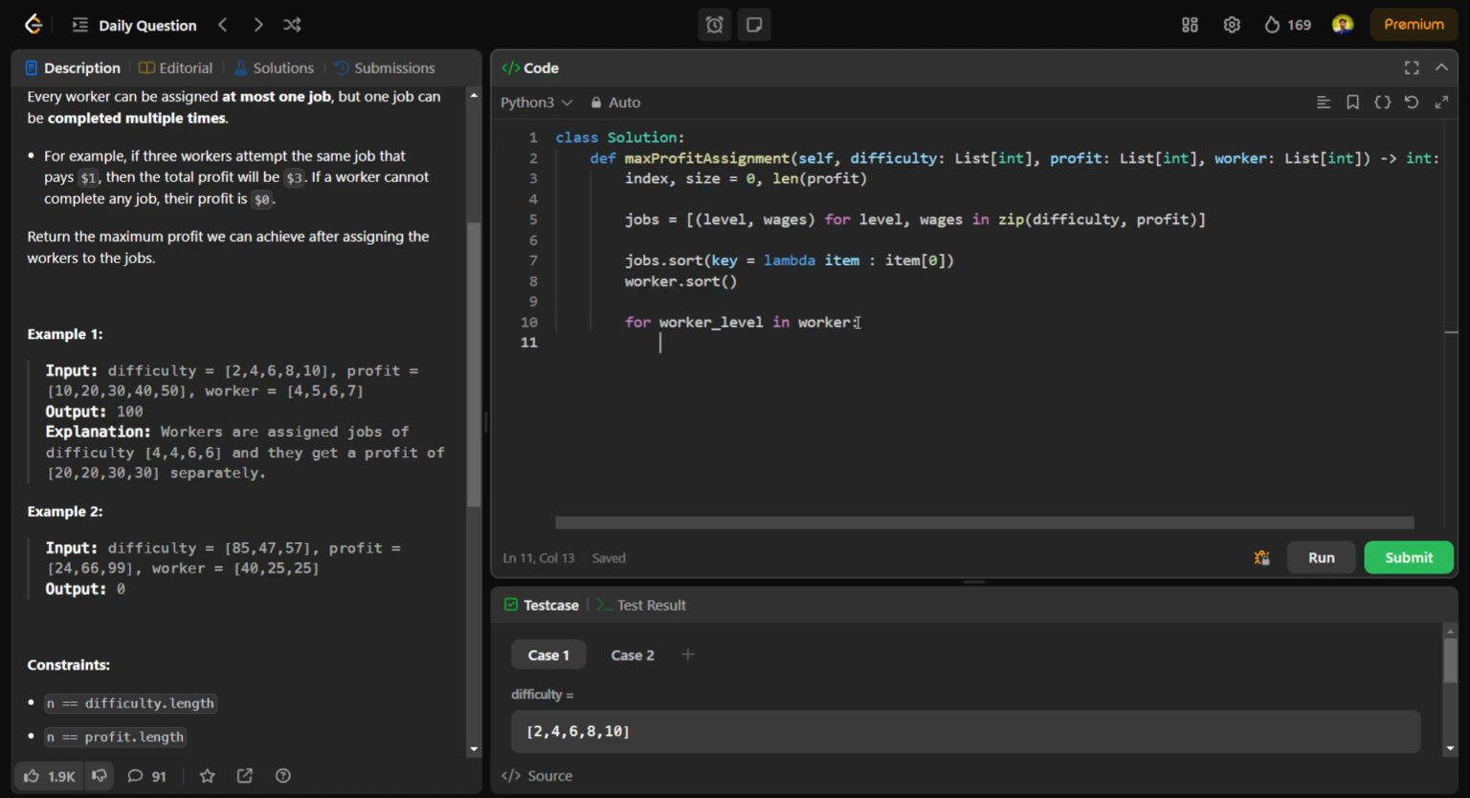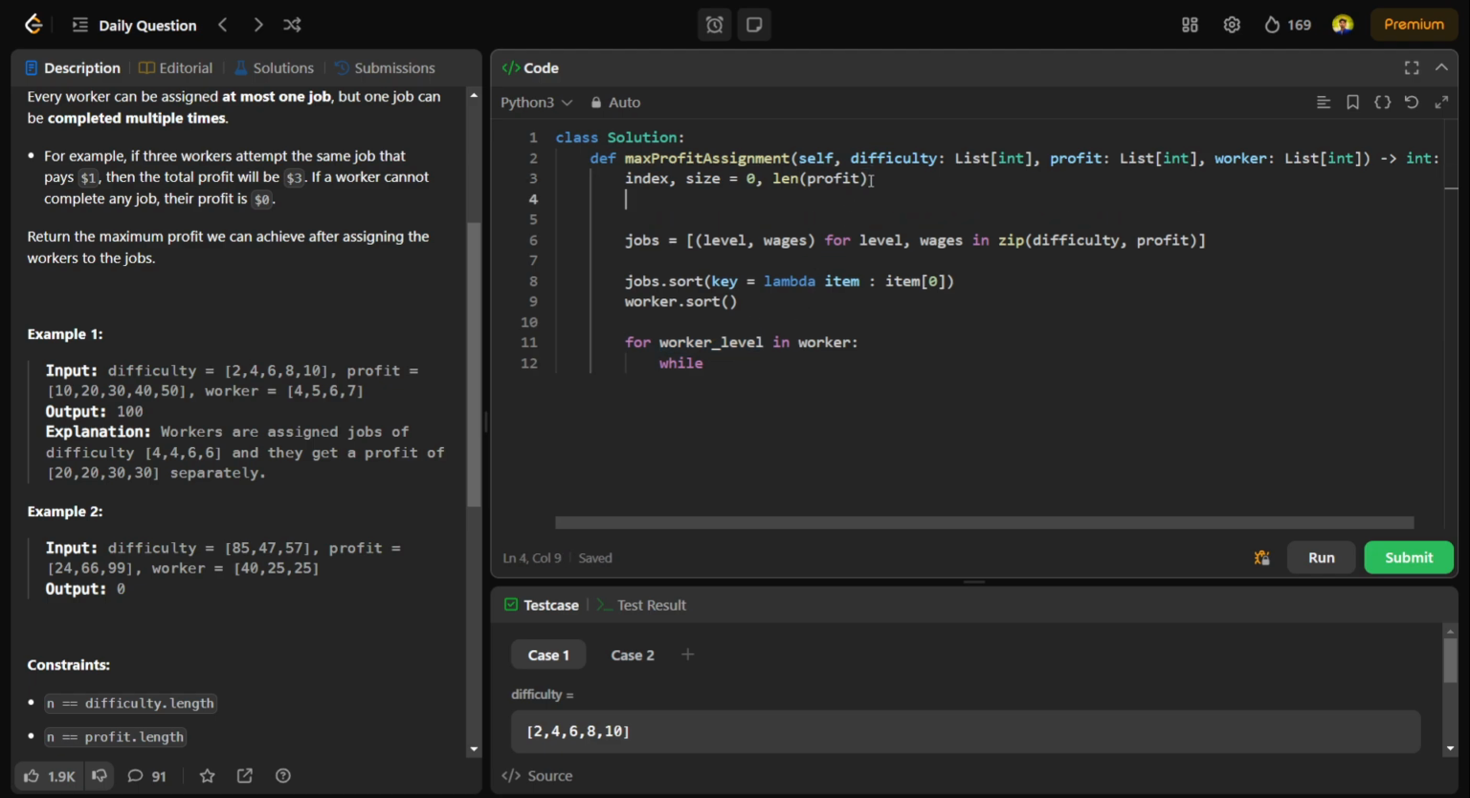I will be comparing. I need to skip all those things which are less than the current worker. Like I have the difficulty array. I need to skip all those which can be done by this person, because the next person coming with more difficulty level can also do that particular task, so we don't need to handle that. So I will be storing my max profit for now, and my total profit.